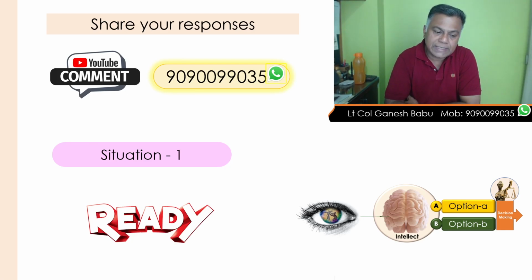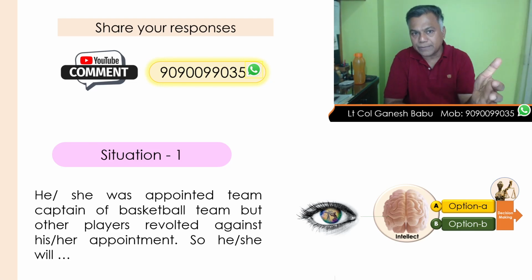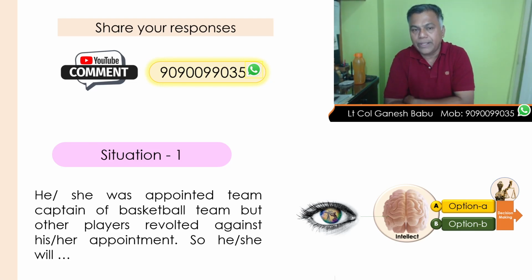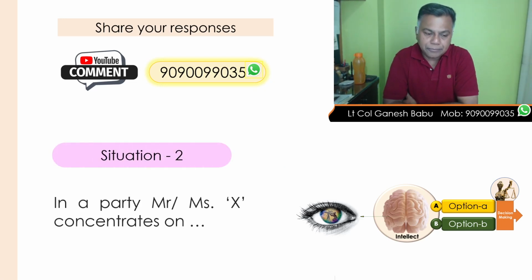So if you're ready, I'll share the first situation. The first situation is like this. He/she was appointed team captain of basketball team, but other players revolted against his or her appointment. So he/she will. So pause it and write your response in the YouTube text box and only then continue to the next situation. The second situation is, in a party, Mr/Miss X concentrates on. Pause it, write your response.